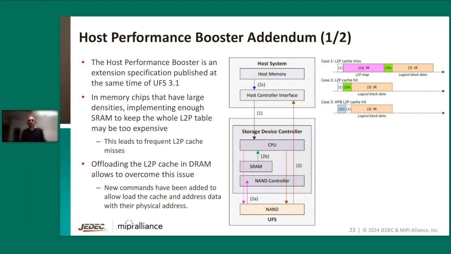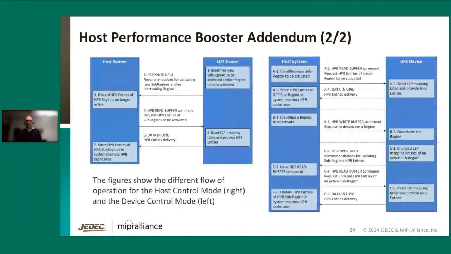So what we thought about is we can offload the content of the L2P map to the DRAM of the host, so that the host has much larger quantities of L2P map available, and with some special protocol extensions that we introduced at the time, the host can now directly address the physical address of data, and does not have anymore to go through the pain of a cache miss. It will be much less frequent.